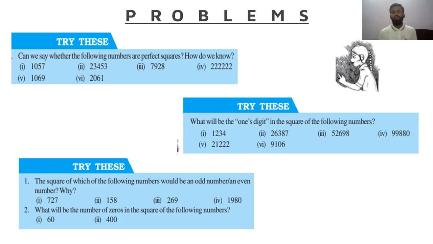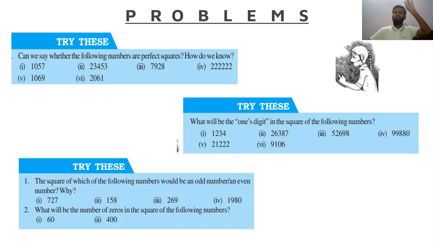Okay, so now based on all the properties that we have studied just a while ago, we're going to do questions. So first question, try these. Can we say whether the following numbers are perfect squares? How do we know, right?